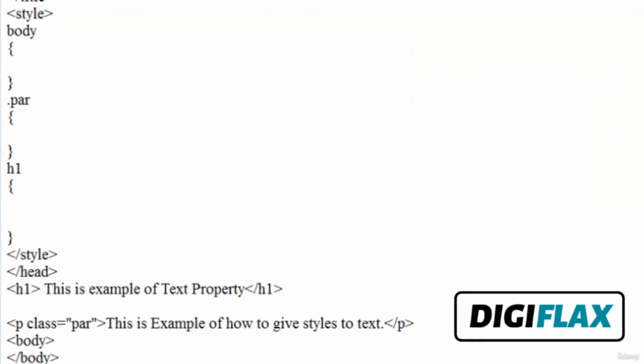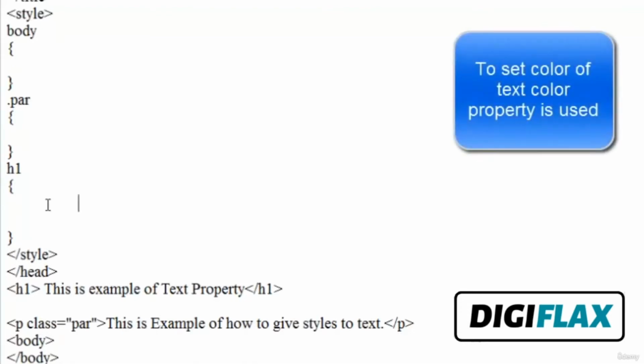We have used same HTML document which we have used in previous video tutorial. So here is the one h1 tag and one p tag, which is paragraph tag. We have created 3 selectors. One is the body, another is the class paragraph, and third one is the h1 selector. So I want to first give style to h1 tag. I want to set color of h1 tag.